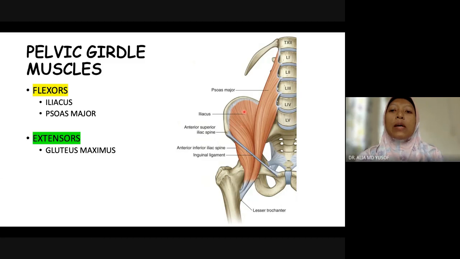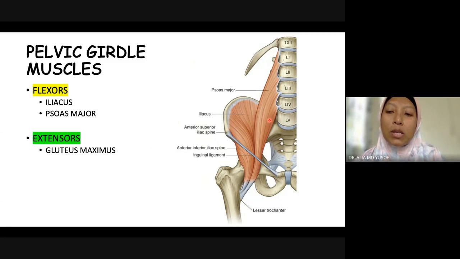Flexor muscles of the pelvic girdle that move the hip joint, there are two. Okay, number one is what we call the iliacus, taken from the name of the iliac bone where it originates. Most of the fibers originate from the iliac fossa or ala of ilium. Then this iliacus will insert at the point of the lesser trochanter of the femur.